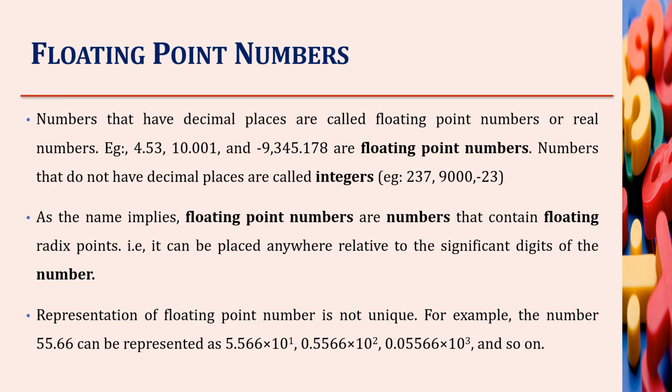For example, the number 55.66 can be represented as either 5.566 into 10 power 1, or as 0.5566 into 10 power 2, or as 0.05566 into 10 power 3, and so on. So from this example, we can see that the floating point number representation is not unique. The radix point can be placed anywhere related to the significant digits of the number.